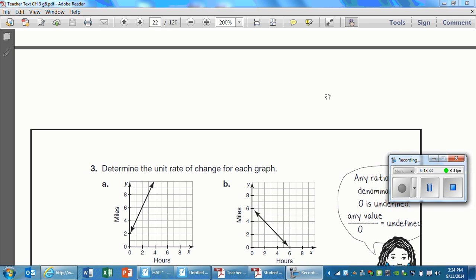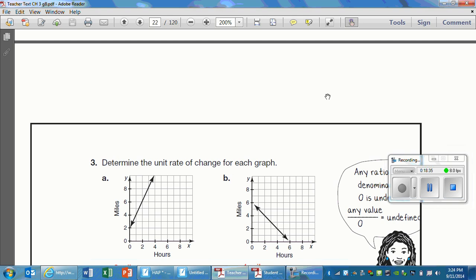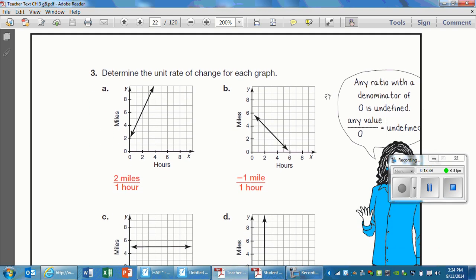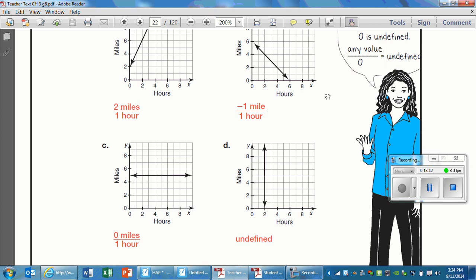All right, 3A we did together. 3B, -1 mile per 1 hour. C, 0 miles per hour. So that one's fine because you can go 0 miles in an hour. But D, if you're doing 0 hours, if there's no time, then you can't go miles. So for D, that's why it's undefined.